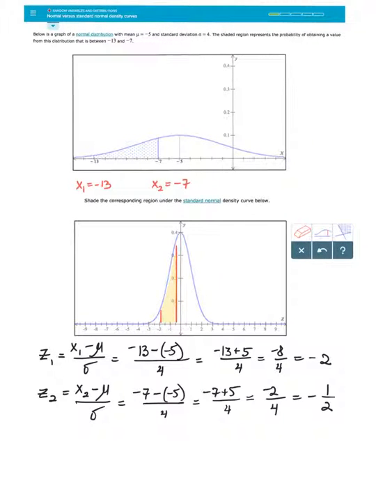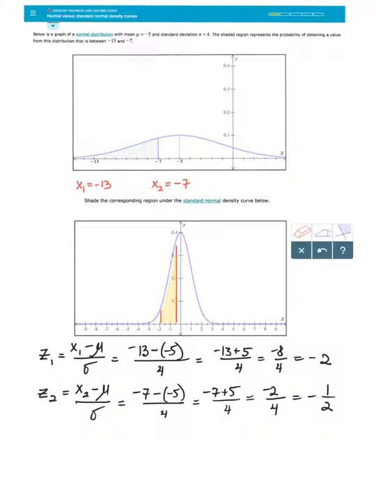Here's another example. This time we have two raw scores. One of them is -13, another one is -7, and we shade the area between these two values. We have a mean at -5 and standard deviation of +4. We would like to find a corresponding region under the standard normal curve. To do this, I need to find location on the z-score scale for these 2 points. To do that, I have to compute z-scores for each one individually.